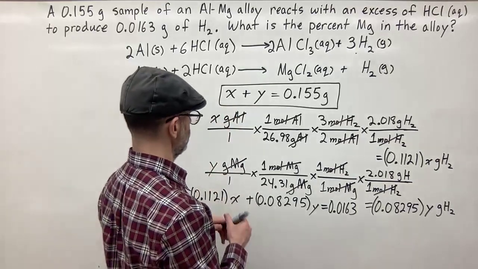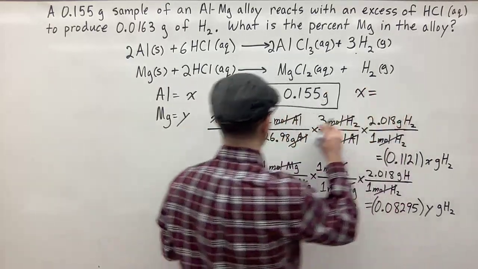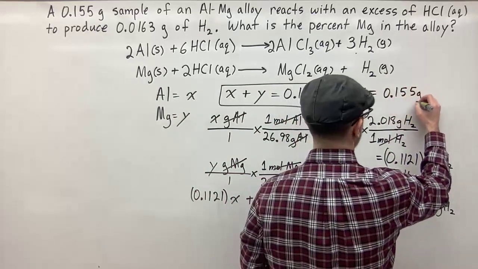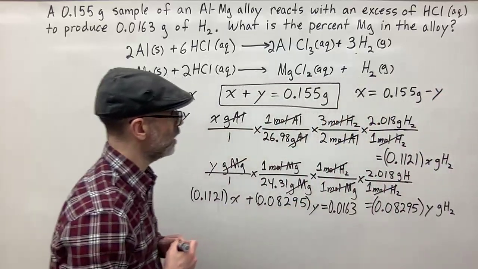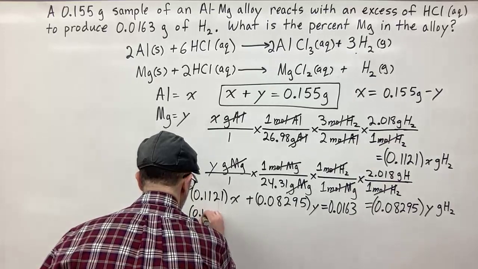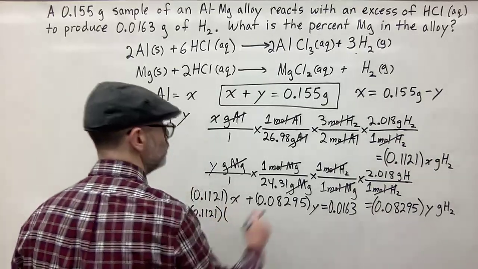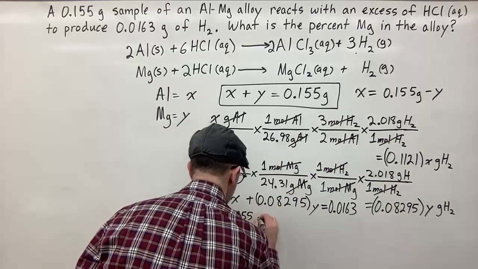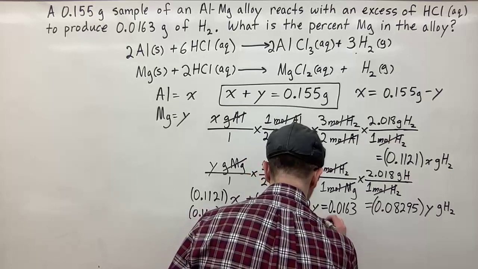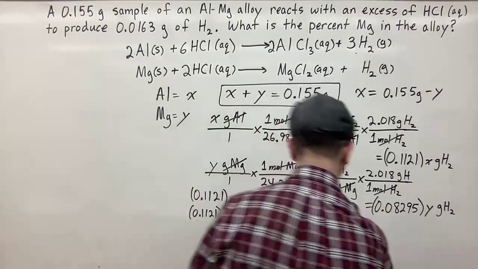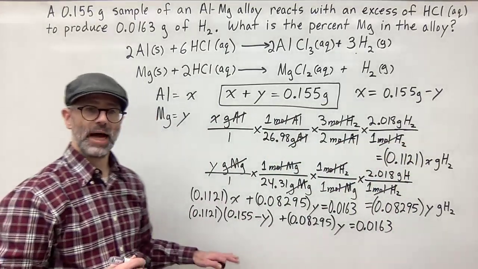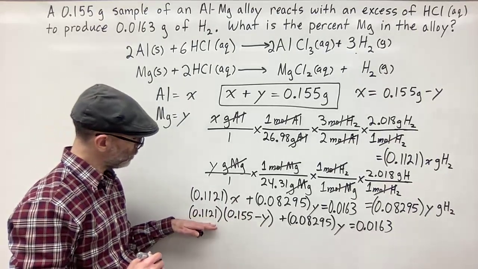So here, I'm going to have to solve this for X. X is going to be equal to 0.155 grams minus Y. Now that I have this, I'm going to substitute that in for X. So then I get 0.1121 times (0.155 minus Y) plus 0.08295 Y. And again, that's equal to 0.0163.